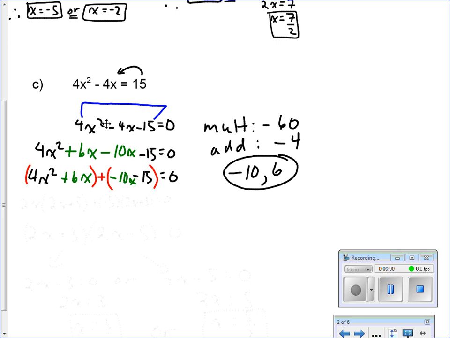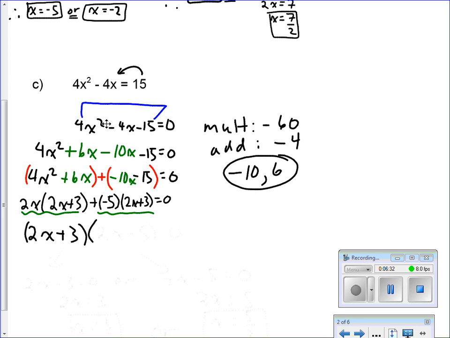So the GCD of the first part is going to be 2x, and then we're left with x plus 3. And the GCD of the second one is negative 5, bracket 2x plus 3 equals 0. And now we're going to factor by grouping. So we're going to take our 2x plus 3, which is common to both terms, which are here, and pull that out. So we're left with 2x plus 3 times 2x minus 5 equals 0.